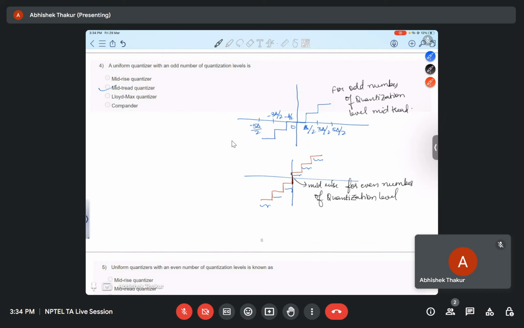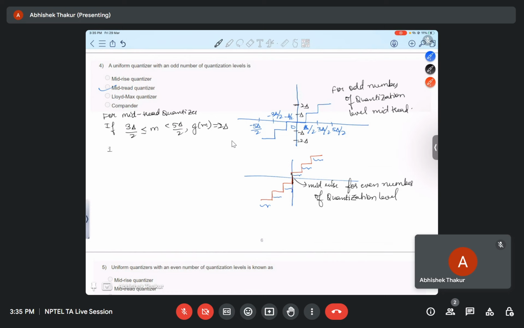Now what is the value? Here it will be minus 2 delta, minus delta, 0, delta, and 2 delta. For a mid-tread quantizer, we are looking at what will be the value of the quantization level. If m is greater than or equal to 3 delta by 2 and less than 5 delta by 2, then the value of the message signal will be 2 delta for the positive interval. Here you can see.